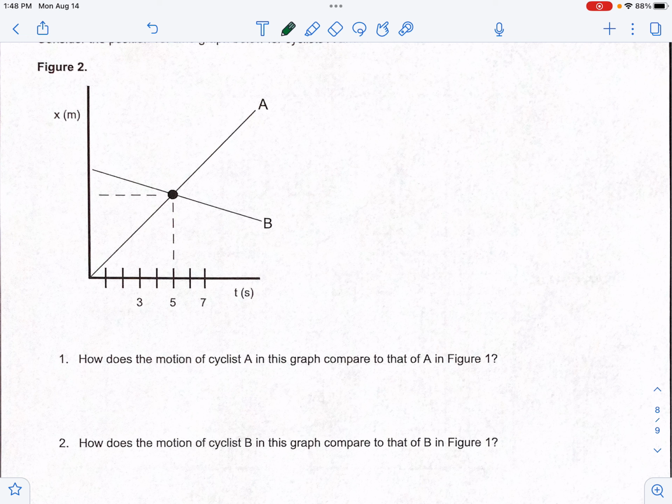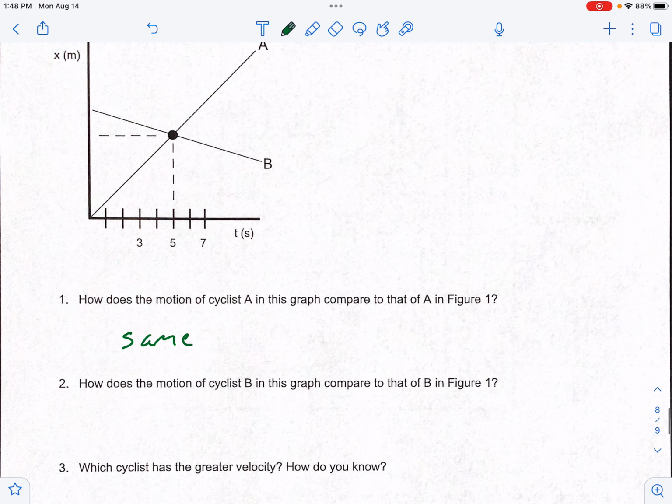So number 1, how does the motion of cyclist A on this graph compare to that of the A in figure 1, so the last graph we just did? If you go back and look at that other graph, they pretty much look the same. Okay, it looks like the same slope, both constant positive, looks the same to me.